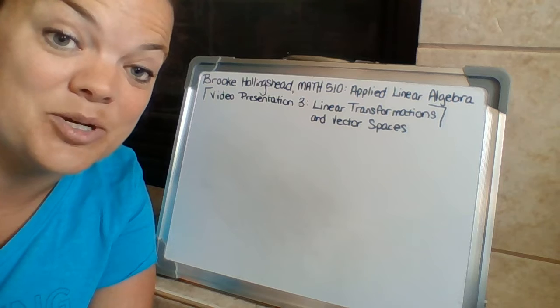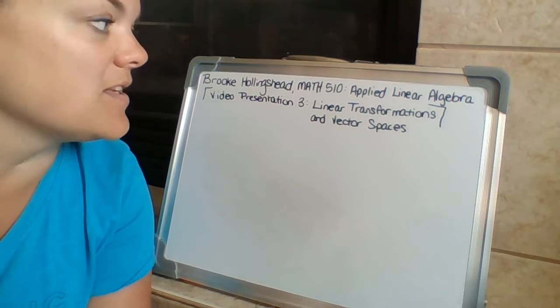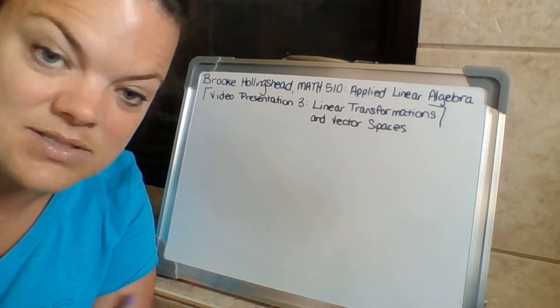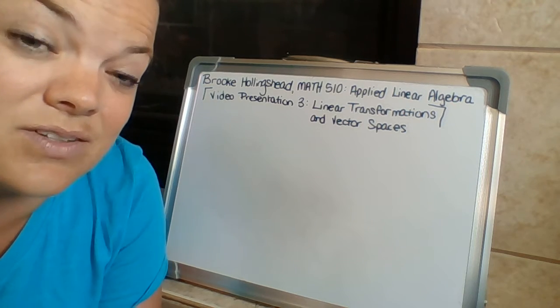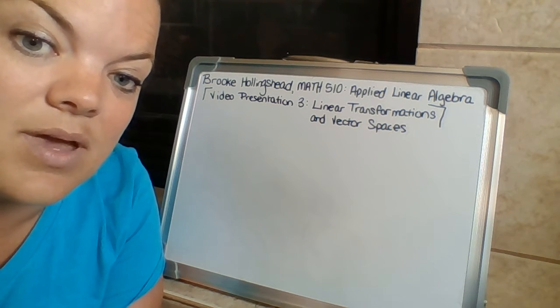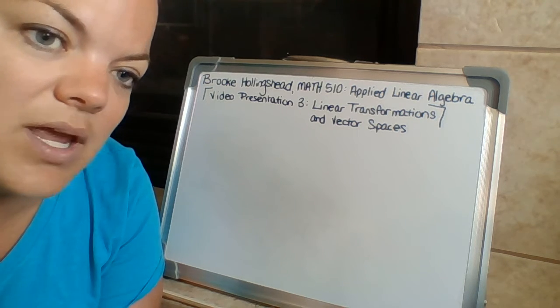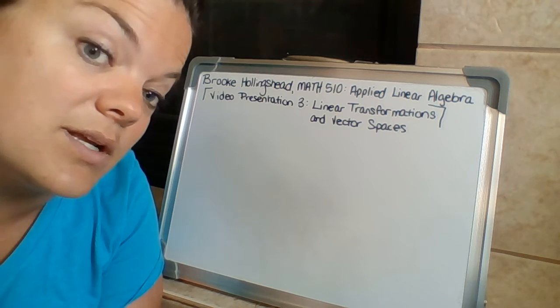This is my third video presentation for Math 510, Applied Linear Algebra. This presentation is about linear transformations as they relate to vector spaces. So the first thing I want to do is give a loose definition of a linear transformation as it applies to a vector space. Basically, it's similar to a function that would map from one entity to another.